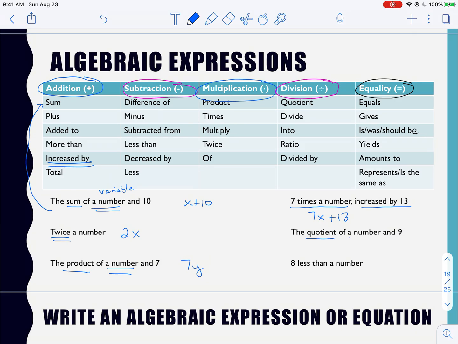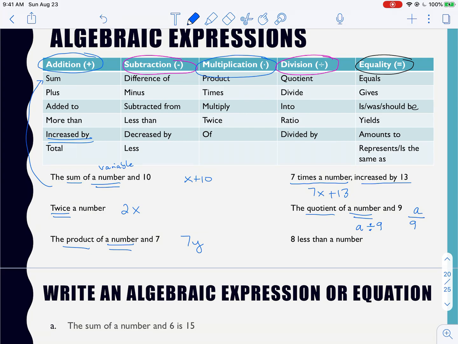Quotient is in the division column. So this is going to be dividing a number and 9. So let's just call our number a. So that could be a over 9, or you could write it as a divided by 9. But typically we're going to use the fraction.